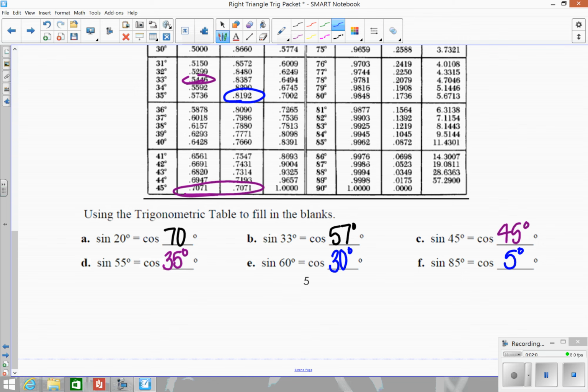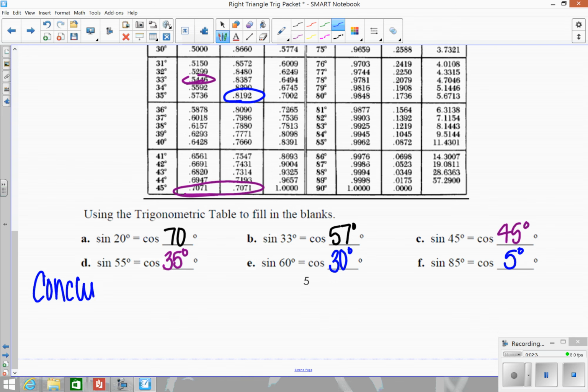So the pattern, hopefully you see, between the two angle measures is that these always have to add up to 90. So 20 plus 70 gives me 90, 33 plus 57, 45 plus 45, 85 plus 5, 60 plus 30, and 55 plus 35 always had to add up to 90. So for sine and cosine to be equal, it has to be that you're taking sine and cosine of complementary angles, because remember, complementary means adds to 90 degrees. So let's actually just add that down at the bottom here.